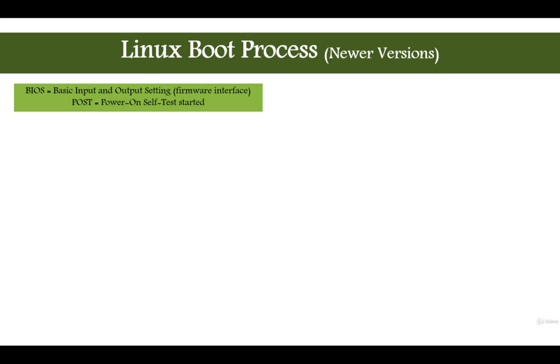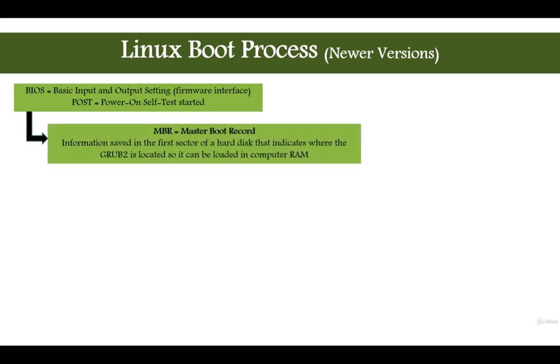It goes through every one of them and checks, hey, are you okay? Are you up? Are there any problems with the hardware? So it goes through that POST check. After that, the MBR is loaded. MBR stands for Master Boot Record. The information is saved in the first sector of the hard disk. That is referred to as MBR, which indicates where the GRUB2 is located, so it can be loaded in the computer RAM. So BIOS looks up, does the POST, and then it goes to the first sector of the disk and finds that MBR.